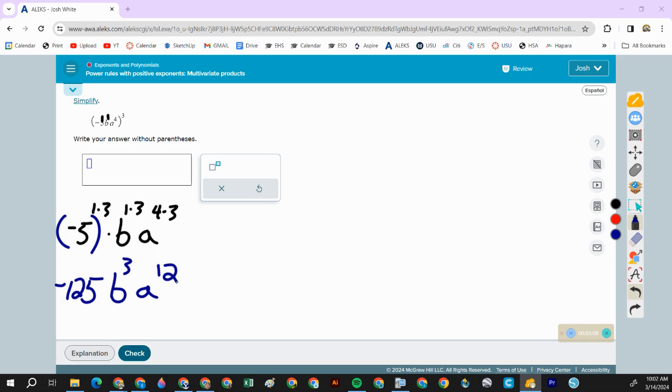Okay. What if this was a 4th power? Well, negative 5 times negative 5 times negative 5 times negative 5 is positive 625. And then we would get b to the 1st, a to the 16th. Okay?